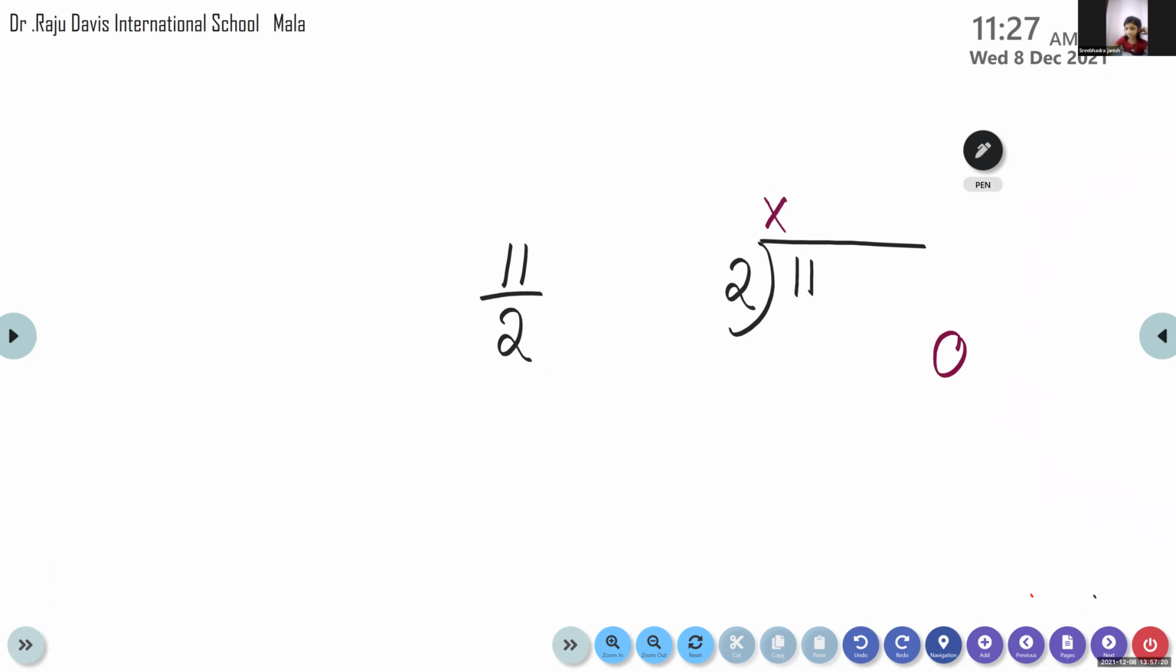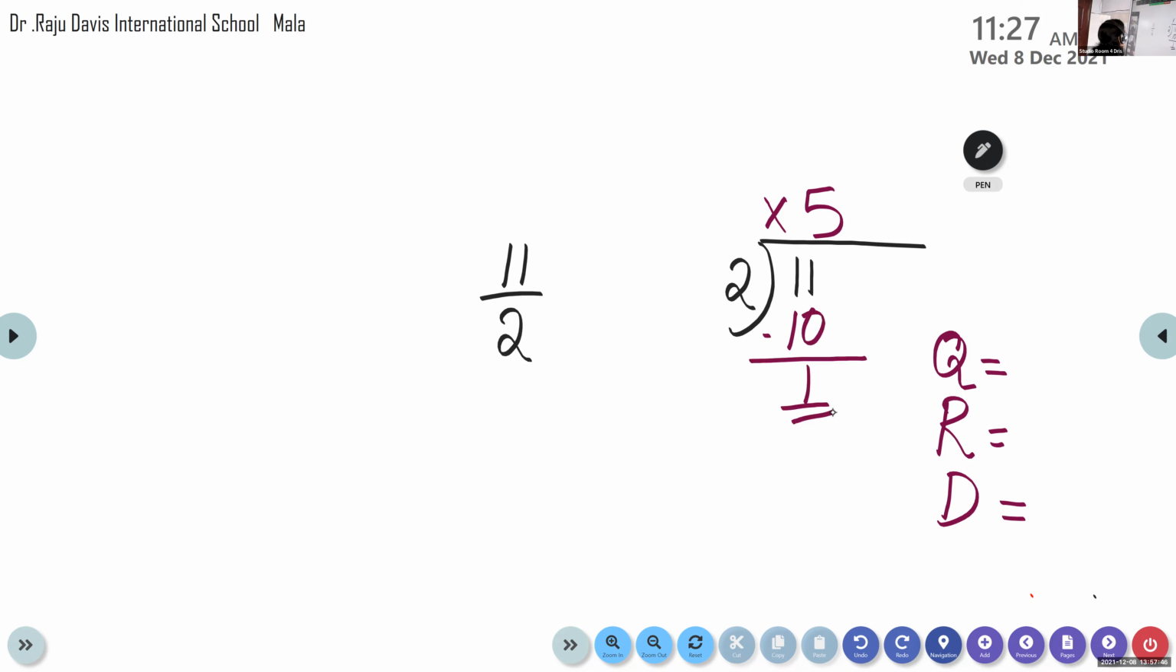Then you have to write here what is the quotient equal to, then the remainder R is equal to, then the divisor D is equal to. How many times can 2 be taken? 5 times. 5 twos are 10. So what is the quotient here? 5. Remainder? 1. And what about the divisor? Denominator, divisor. Okay, denominator also.